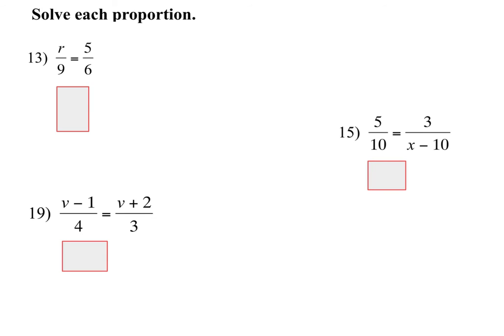All right. 3 different types. You can have just a monomial, right? One term over one term equals one term over one term. Or you can have something like this where one of your guys has a binomial, or you could even have it where 2 of them have binomials, okay? For all of these, you can solve by cross multiplication. So for this first one, I'm going to say 6 times r, that is 6r, equals 5 times 9. So I have 6r equals 45.